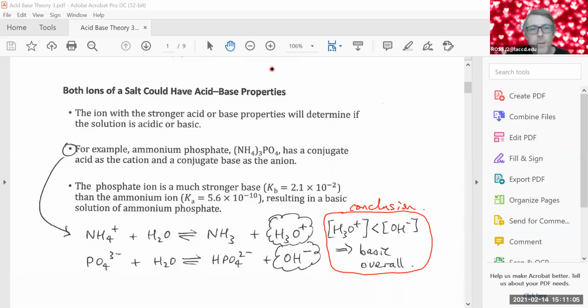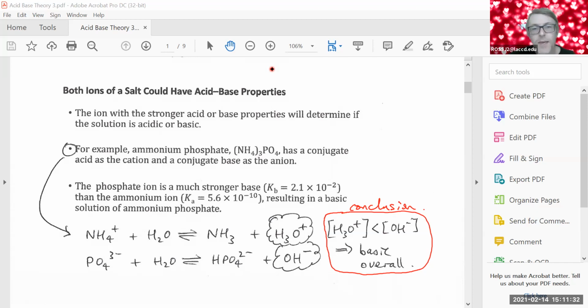So ammonium plus water gives ammonia and hydronium. And then phosphate, well, it can't possibly be an acid, right? Because there's no H, but it can be a base. So phosphate can mix with water to give HPO4 2 minus. So we've added an H plus. So we've lost a negative charge here, and we get hydroxide.